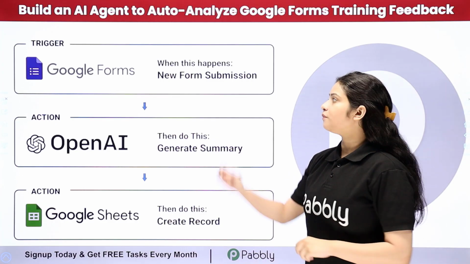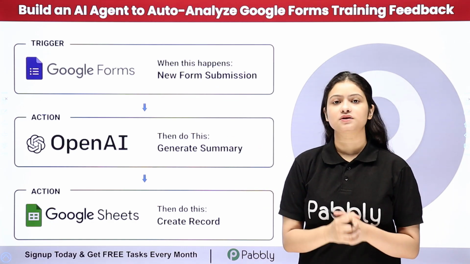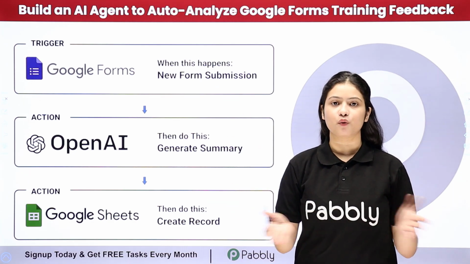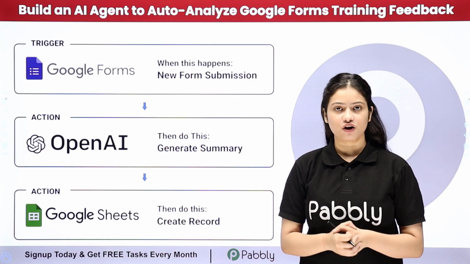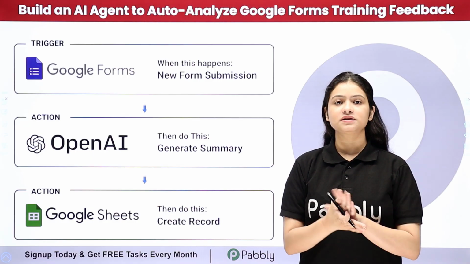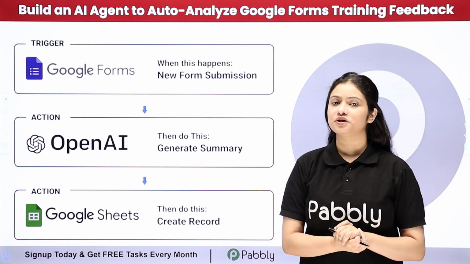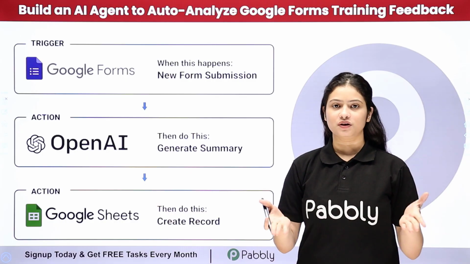I will be simply connecting my Google Forms with my AI agent, that is OpenAI, and my Google Sheets, and my work is done. To build this amazing connection, I'm going to use an amazing automation and integration software, that is Pabbly Connect. So for your business, if you also want to learn this amazing automation step by step, for that you have to come towards my screen.